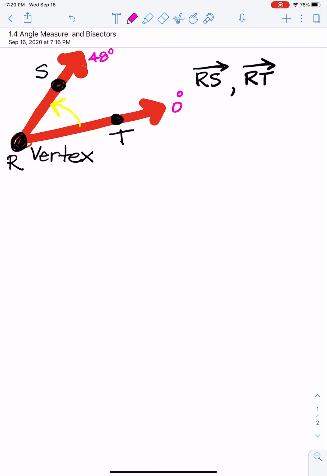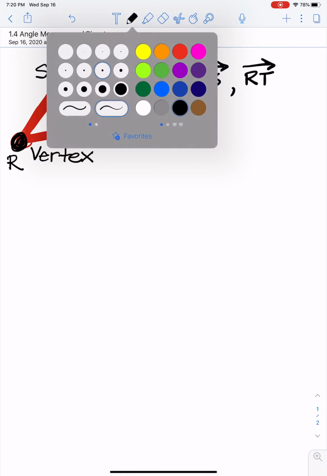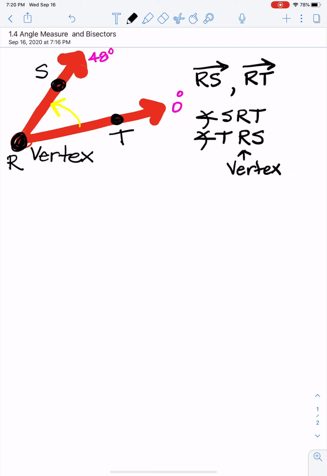Now, this is an angle created from two rays. If I want to name the angle itself, I would do that by calling it angle SRT. I could also call it angle TRS. Just make sure that the vertex is the letter which appears in the center. Okay?